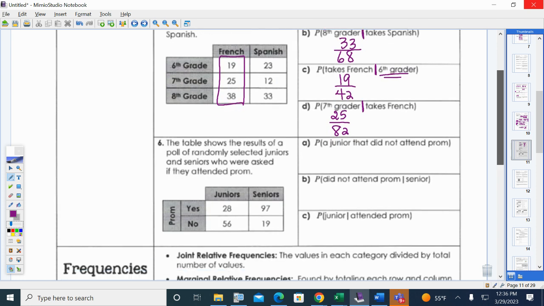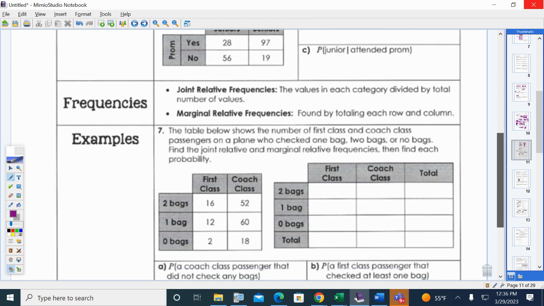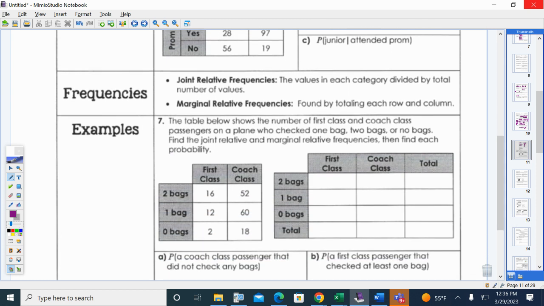Number 6 is similar. I'm going to move on to the last portion of the notes here, and this is dealing with frequencies. We've got joint relative frequencies, the value in each category divided by the total number of values, and then marginal relative frequencies found by totaling each row and column. The table below shows the number of first class and coach class passengers on a plane who check one bag, two bags, or no bags. It says find the joint relative and marginal relative frequencies, then find each probability.